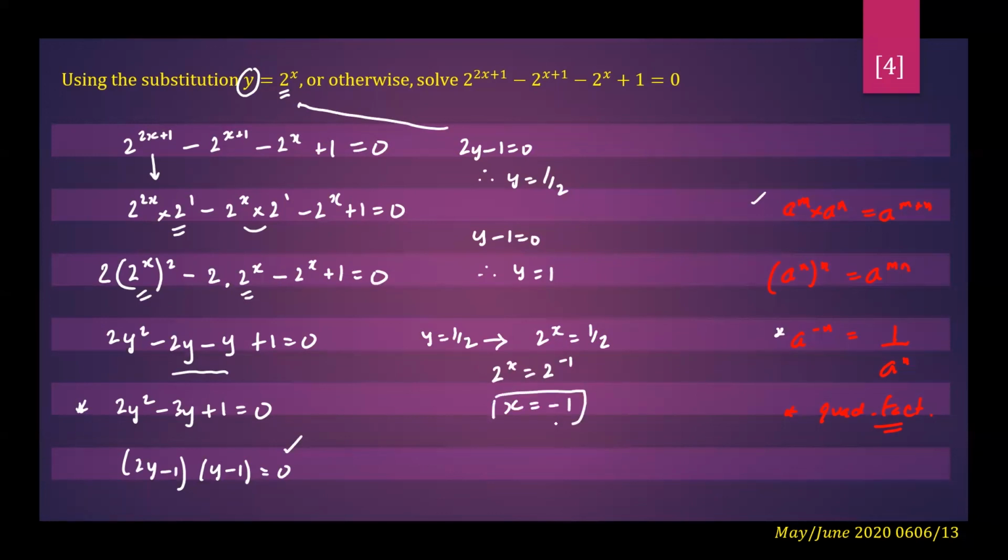That's our first solution. Our second answer was y equals 1, and we made the substitution 2 to the power x equals y. Therefore, 2 to the power x equals 1, and that means that x will be equal to 0. These are our two solutions, and these should be substituted back into the equation to check they're both valid.